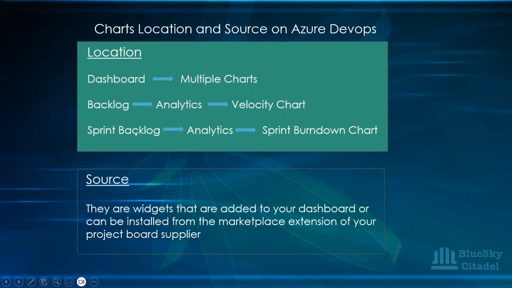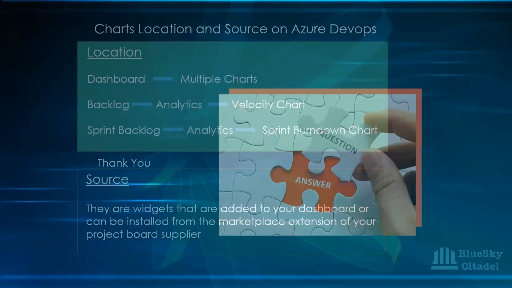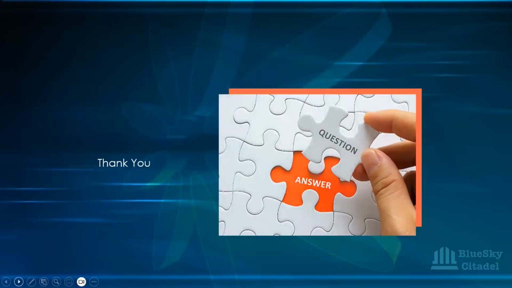When you go on your sprint backlog, you're able to see under analytics, you'll see your sprint burndown chart, because that's the sprint. For the main backlog, it will show you your velocity charts. It will show you your sprint burndown chart. Okay, and then the sources is there. These are the widgets that are added to your dashboard from the marketplace extension that your project board supplier is giving you. Okay, so that is the end for our capacity and our burndown, our Scrum chart.